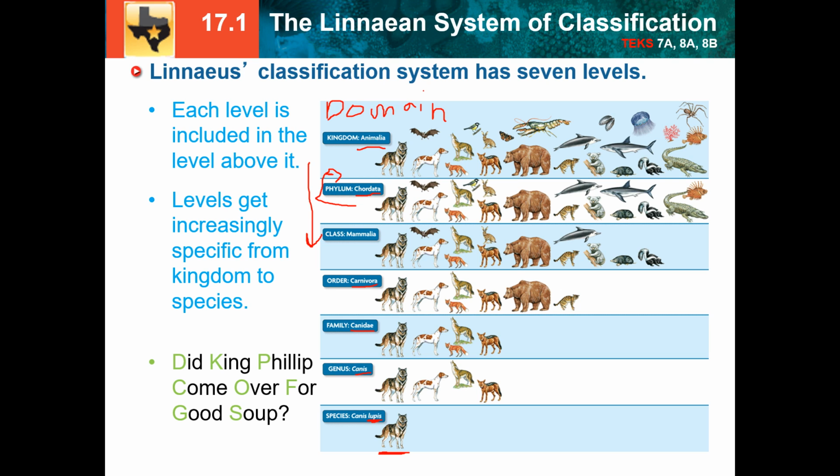Okay, so how can you remember this mess here? Because your STAAR test wants you to know this. You can remember this acronym: Did King Philip come over for good soup? The first letter of each word in this sentence represents each level of this. So D for domain, K for kingdom, P for phylum, and so on.